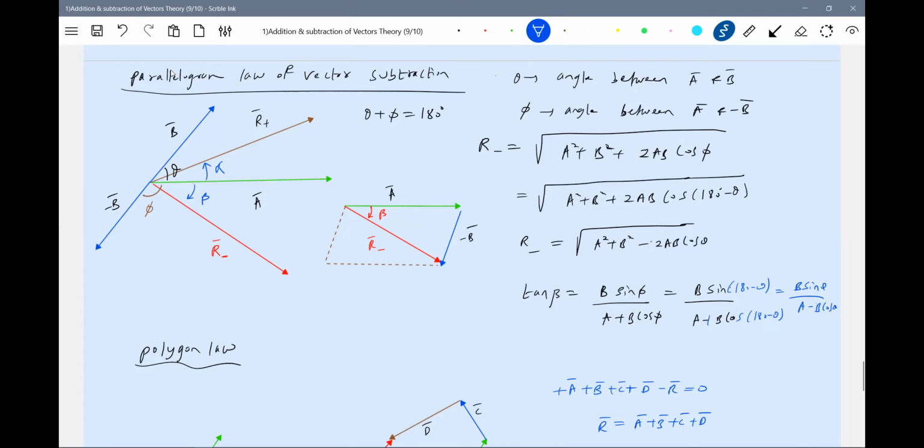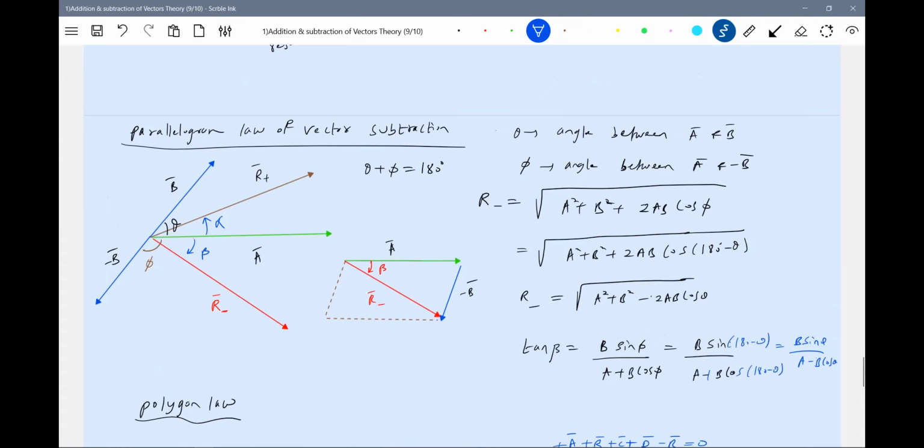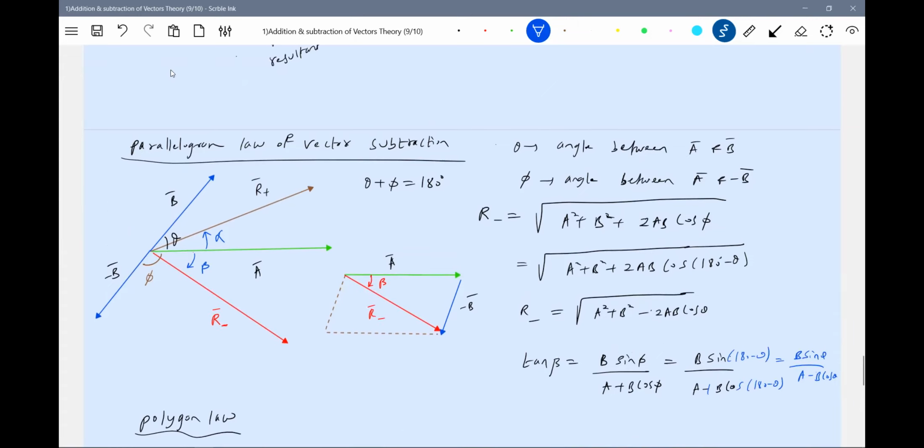So with this, what happened? We are able to determine the r minus and also the angle made by a bar minus b bar with vector a bar. We can use the same parallelogram for vector subtraction also. These are the end formulas.